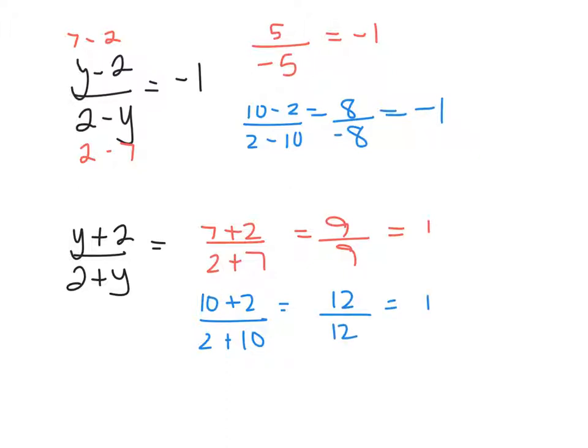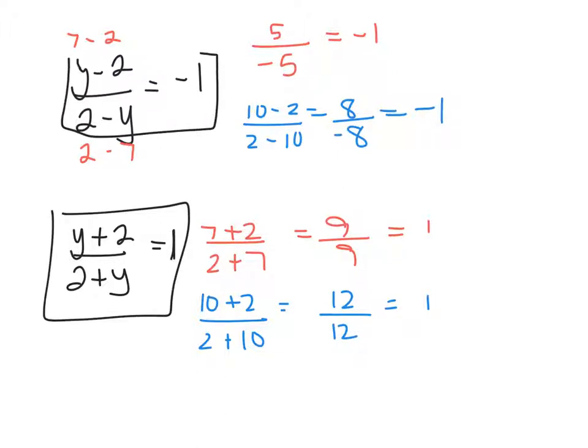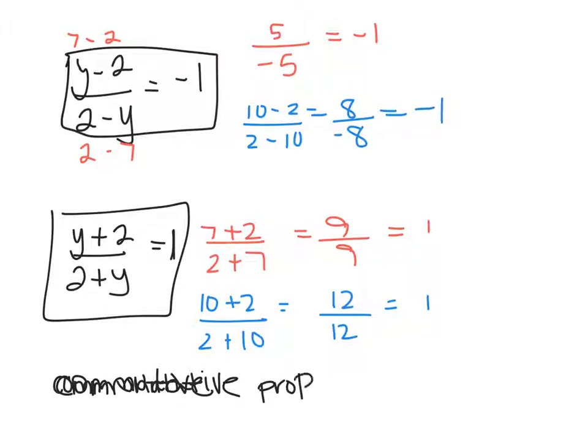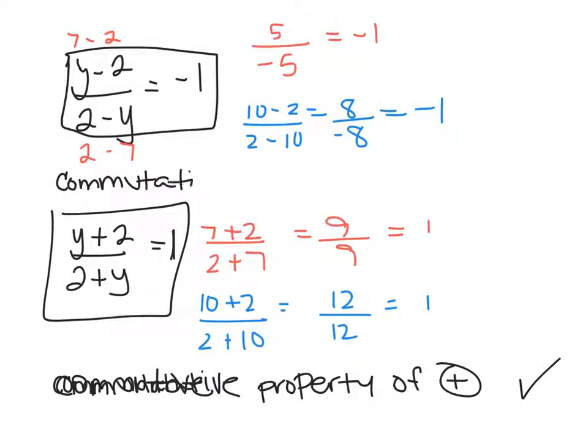So if I have addition, it won't matter. The answer is still a +1. And if I have subtraction, it's negative. So what does this tell us? This tells us that the commutative property of addition is true. Commutative property of addition holds true, but the commutative property for subtraction is not true.